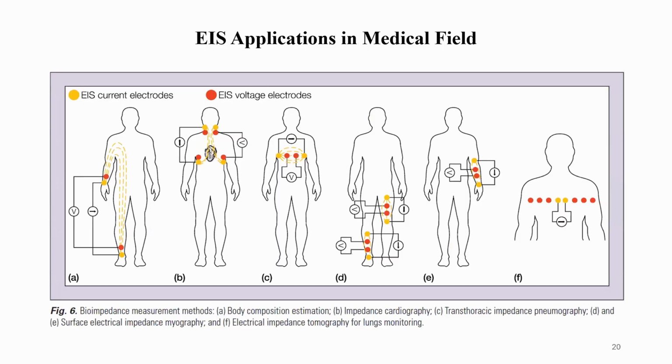EIS is also used in the medical field. It's used in bioimpedance measurements. So there are lots of bioimpedance measurement methods, which are A, body composition estimation, B, impedance cardiography, C, transthoracic impedance pneumography, and for D and E, it's surface electrical impedance myography. And for F, it's electrical impedance tomography for lung monitoring.